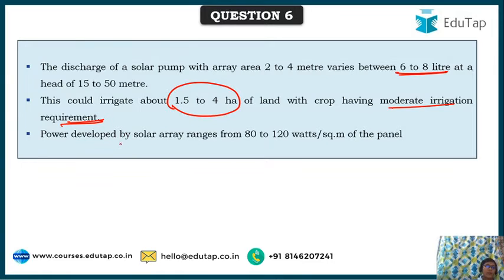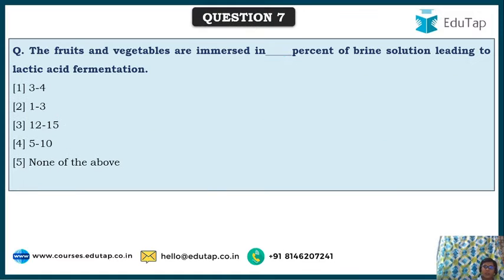And the power developed by solar arrays of this size provides 80 to 120 watts per square meter of the panel. So with this you can understand how much energy or power it generates, and that is utilized for 1.5 to 4 hectares of land. So this is done. We'll move on to the next question.